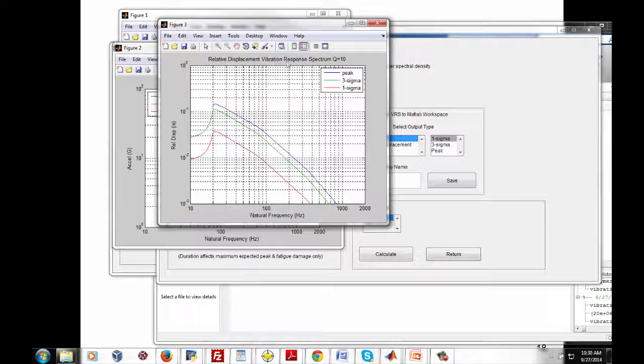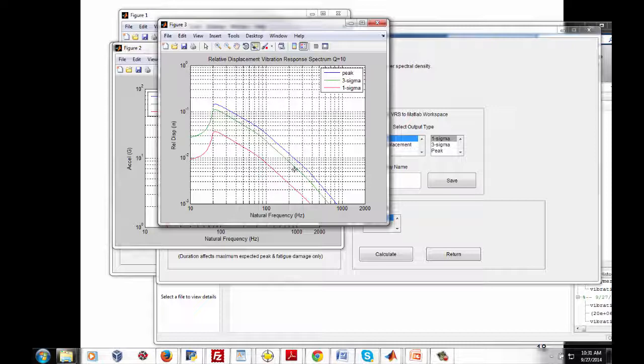It's relative displacement vibration response spectrum. Q value duly noted. We've got relative displacement in inches versus natural frequency in hertz. Red curve, 1 sigma. Green curve is the curve of interest for the Steinberg calculation. It's the 3 sigma. Blue curve is the peak curve based on Rayleigh distribution, and that does depend on duration, but the blue curve does not tie into Steinberg's, at least not yet. Maybe next week it will.